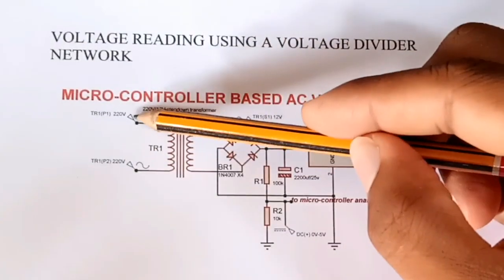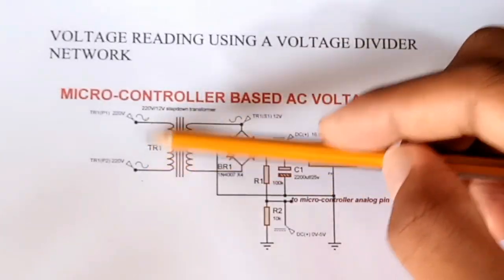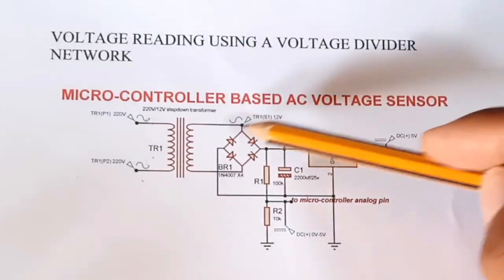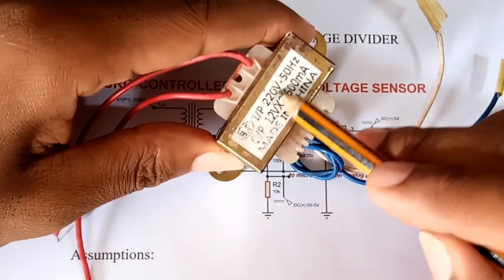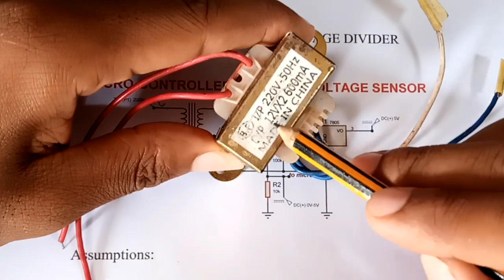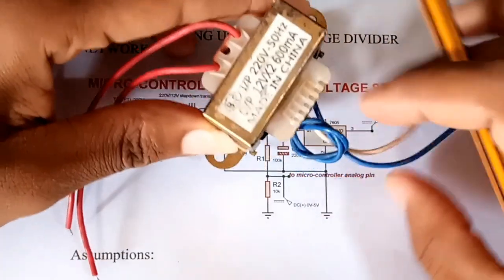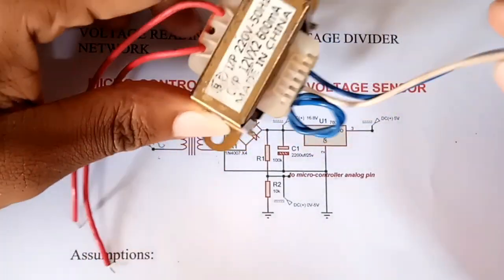Starting off with the step-down transformer, just as the name indicates, it steps down input AC voltage to a lower AC voltage. This is the transformer that I use for this project, and as you can see from the description, when the input voltage is 220 volts, the output voltage is 12 volts for the center tap transformer that I used.